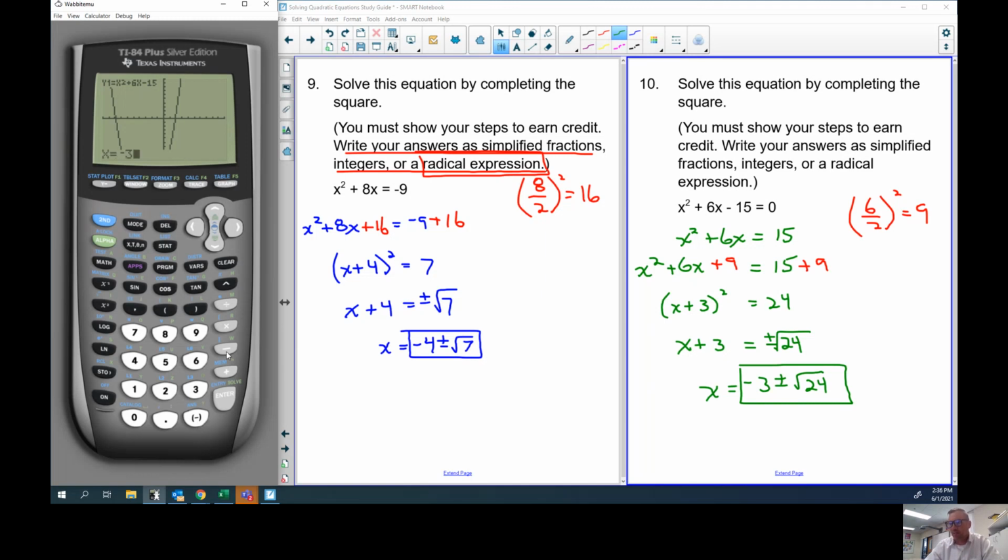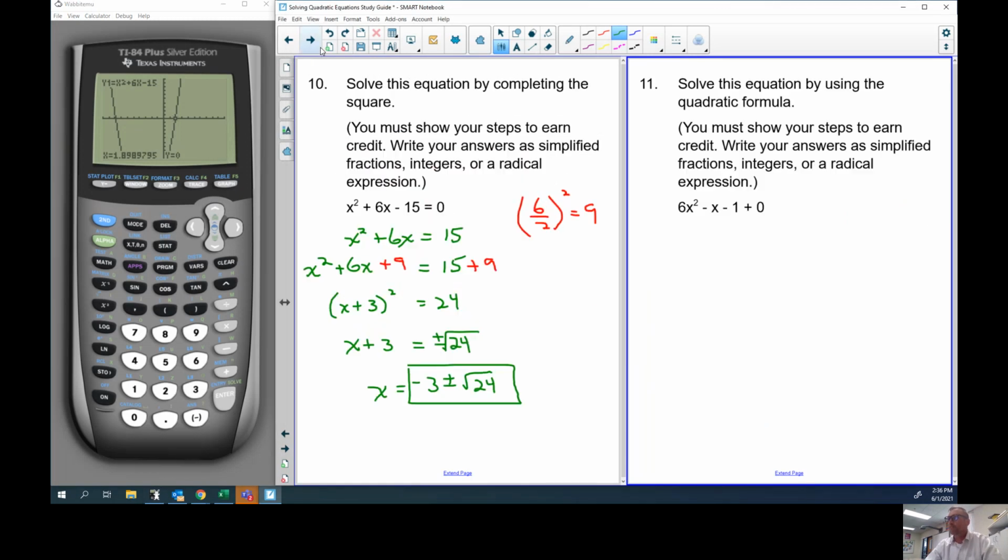So I'm going to do negative 3 minus the square root of 24. It's about negative 7.90. And then I'll do negative 3 plus the square root of 24. And it's about 1.90. Okay. It should be noted that that could actually be simplified more, but we didn't get into that too much this year. I'm leaving it for your Algebra 2 teachers. Got a few more to go.